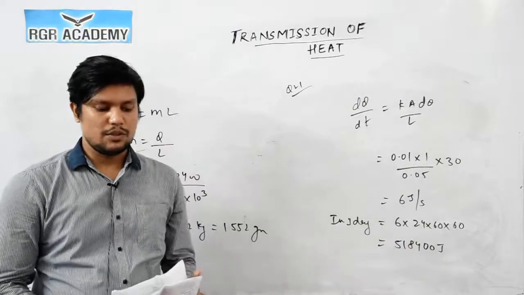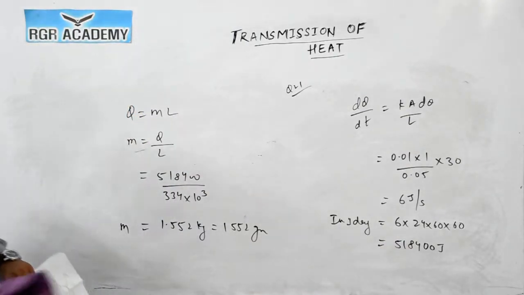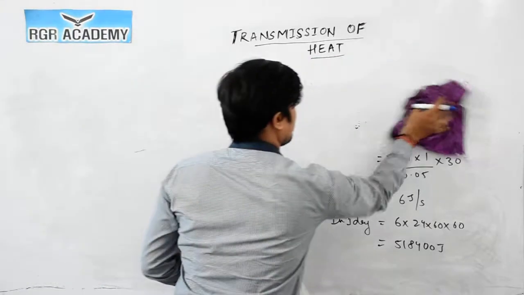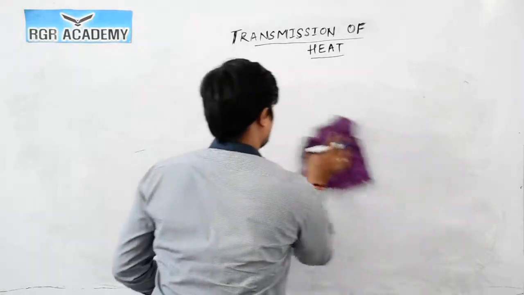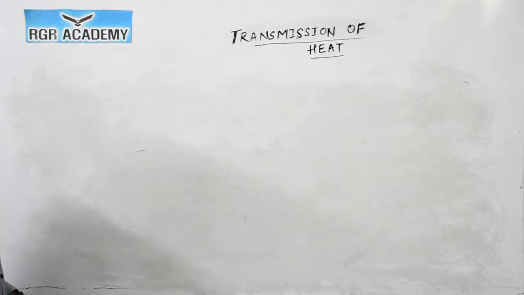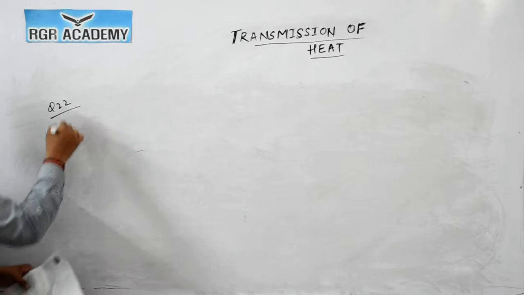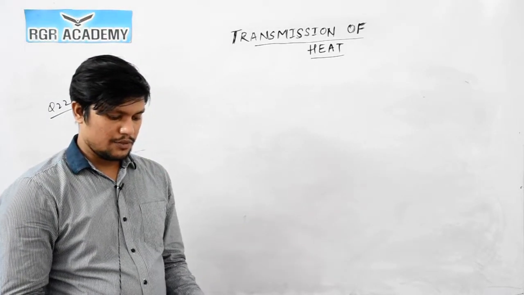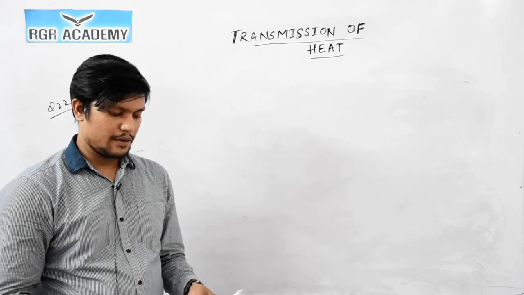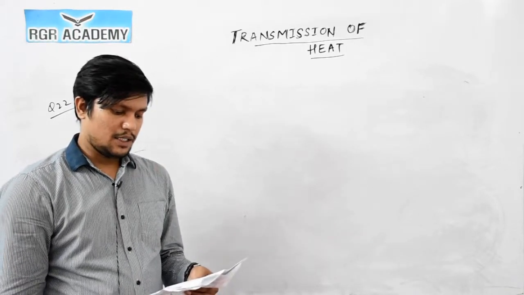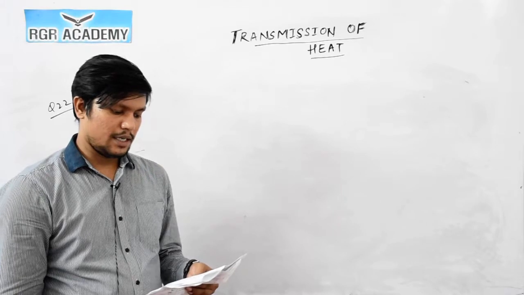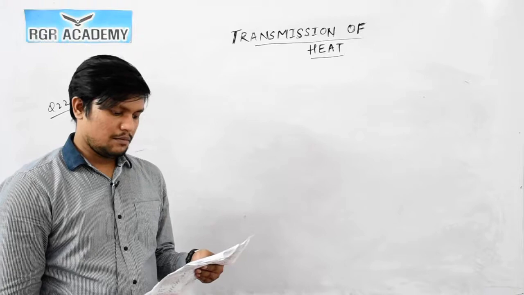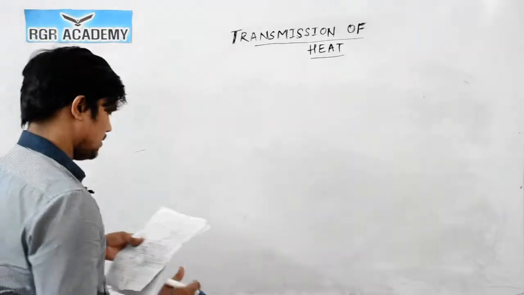Now question number 22. In question number 22, they are asking about heat flowing through two cylindrical rods of the same material. The diameters of the rods are in ratio 1:2 and their lengths are in ratio 2:1. The temperature difference between the two ends is the same. The ratio of the rate of heat flow.